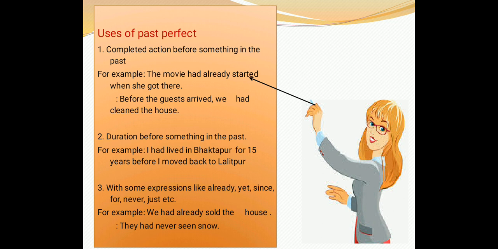Next example is, before the guest arrived, we had cleaned the house. And then another way to use this tense is duration before something in the past. For example, I had lived in Bhaktapur for 15 years before I moved back to Lalitpur. Here, for 15 years refers to duration of time. Lastly, we can also use past perfect tense with some expressions like already, yet, since, for, never, just, etc. For example, we had already sold the house. They had never seen snow.